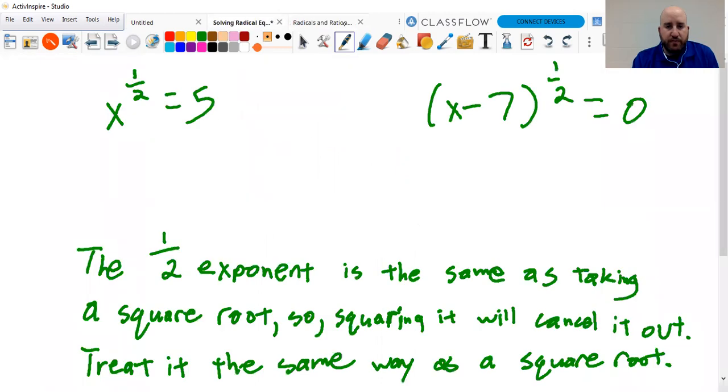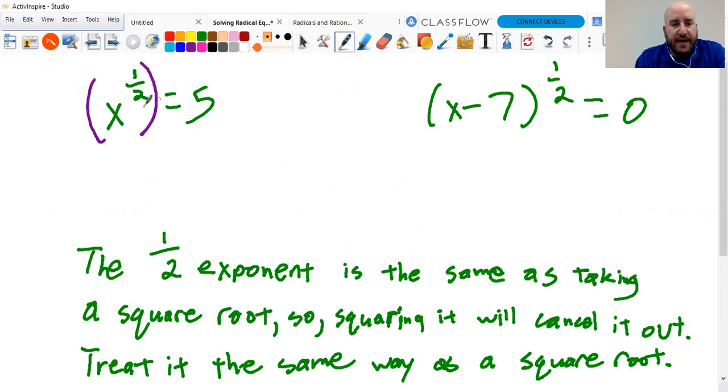So there we go. All right. So same as square root. So squaring it will cancel it out. Treat it the same way as we would a square root.